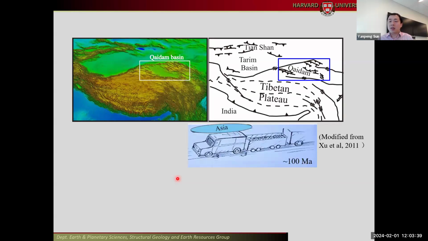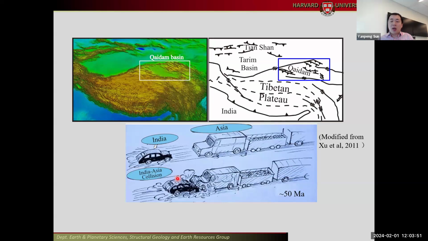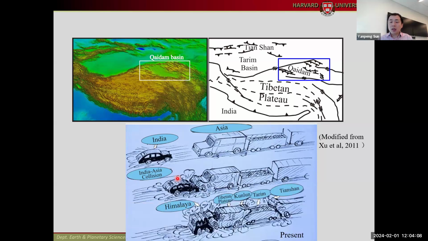We can think about a cartoon explanation of the formation of the plateau. Compare the Asian plate to a larger truck, while India was still far away from it, let's say here, 100 million years ago. India was a smaller car moving northward towards Asia. By about 15 million years ago, the exact time is still being debated, but this is roughly the start of the collision, when India started colliding with Asia, forming the high mountains of the Himalayas, and the plateau has been uplifting since then.